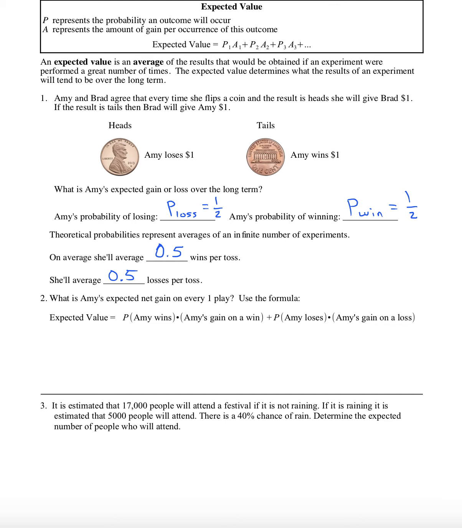Now we want to plug into the expected net gain formula. And there's going to be a probability of her win times the amount she gets if she wins. That's part of it. Then we have to take into account the probability of a loss and the amount she gains if she loses. Now, some expected value calculations require more terms than this, but here there's only 2 possibilities, so we can stop there.